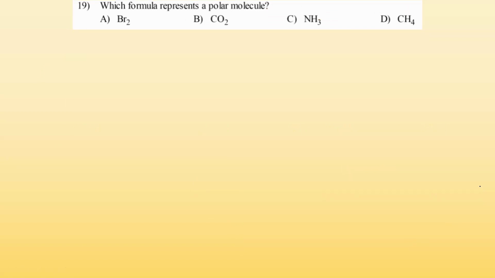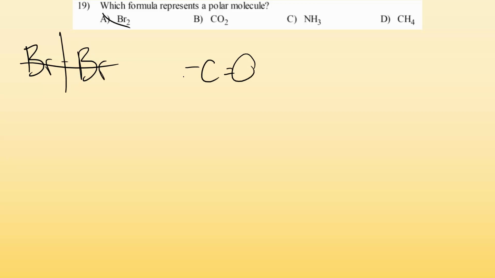19. Which formula represents a polar molecule? Same thing but different. All right, let's take a look. We got Br2. So again, Br2 is going to be Br, Br, that's its Lewis structure. It's got 2 lines of symmetry, so it's nonpolar. All right, CO2, we already did CO2. Looks like this. It's linear. It's got 2 lines of symmetry, which means it's nonpolar.